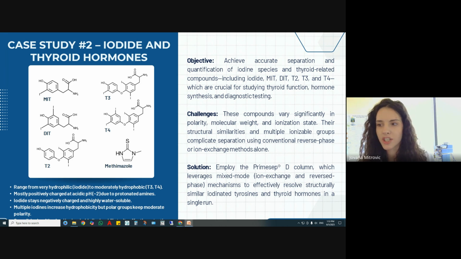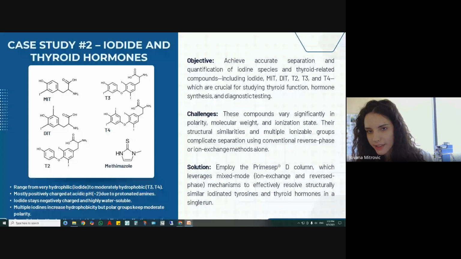And using traditional HPLC columns can be very hard to separate and retain all these compounds in a single run and column. So how do we tackle this complexity? We use Prime-sub-D mixed mode column. This mixed mode column has hydrophobic chain and basic group embedded, making it just ideal for this complex separation.